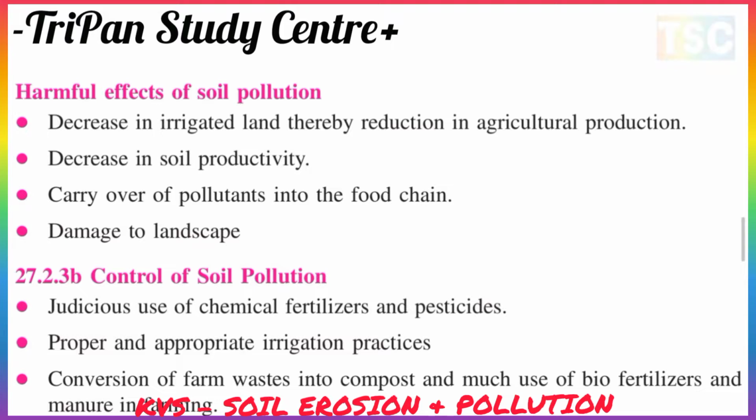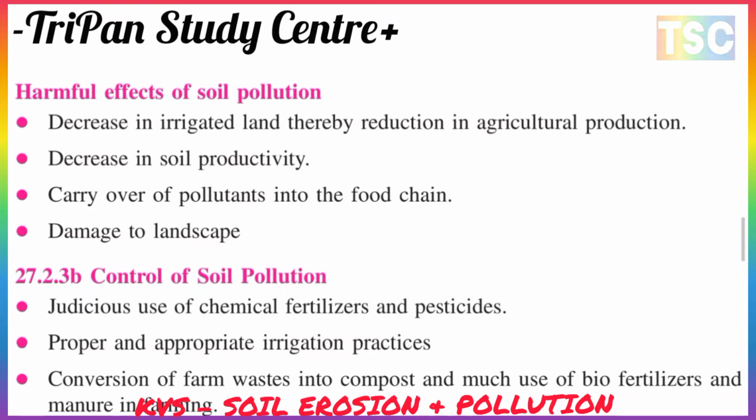The next is the harmful effects of soil pollution. There is a decrease in irrigated land, thereby reducing agricultural production. Next is a decrease in soil productivity, and the carry-over of pollutants into the food chain and damage to the landscape. These are the most harmful effects of soil pollution.